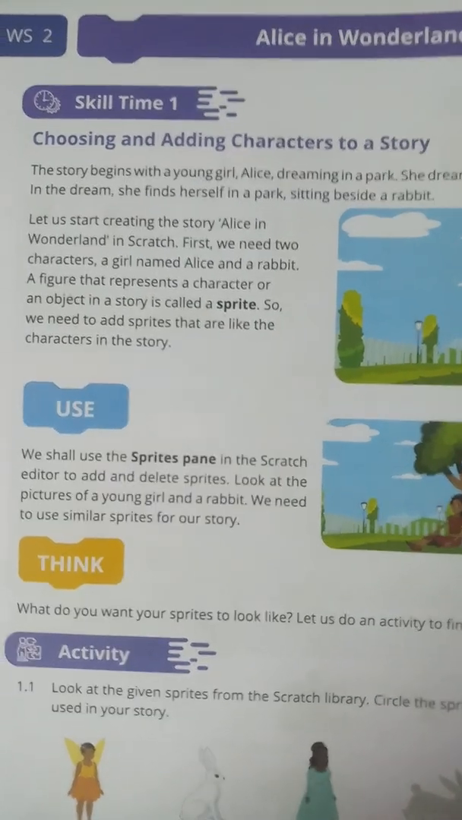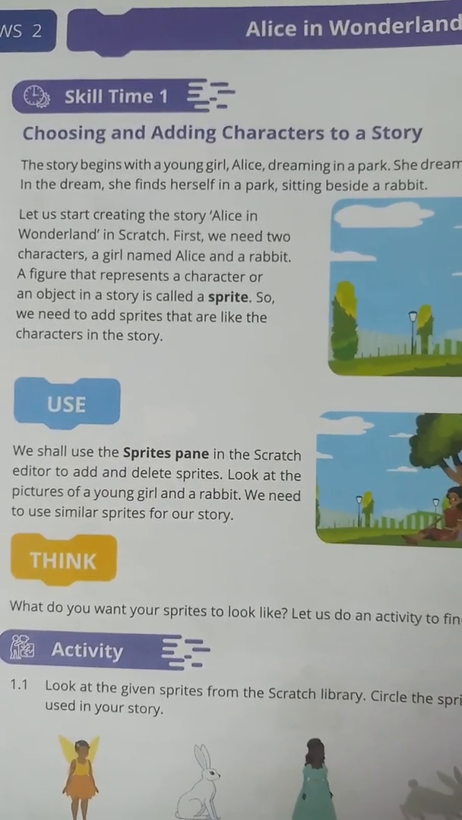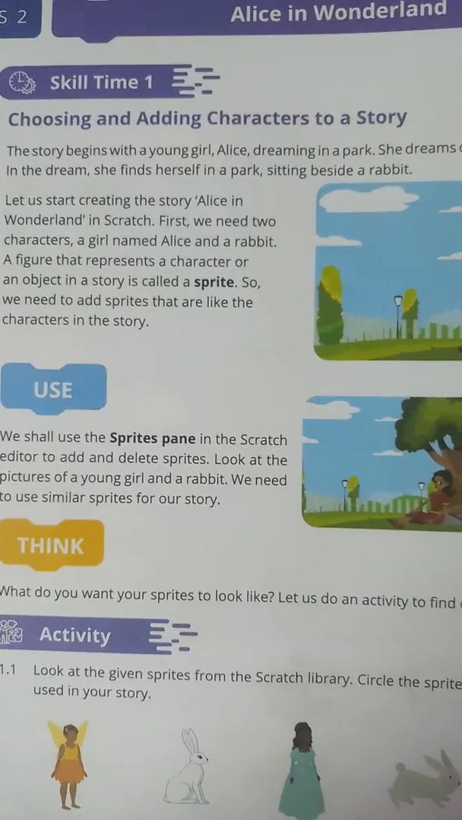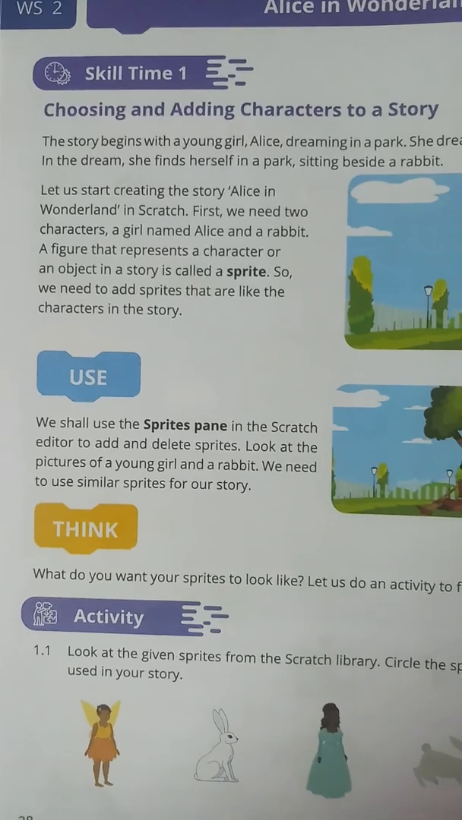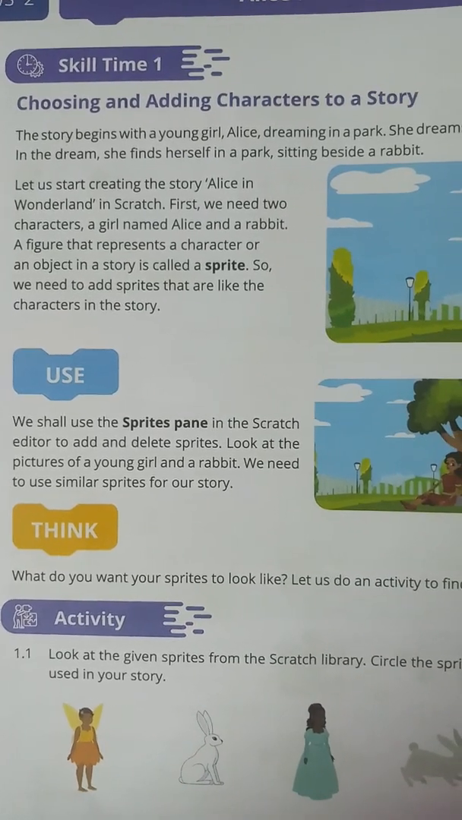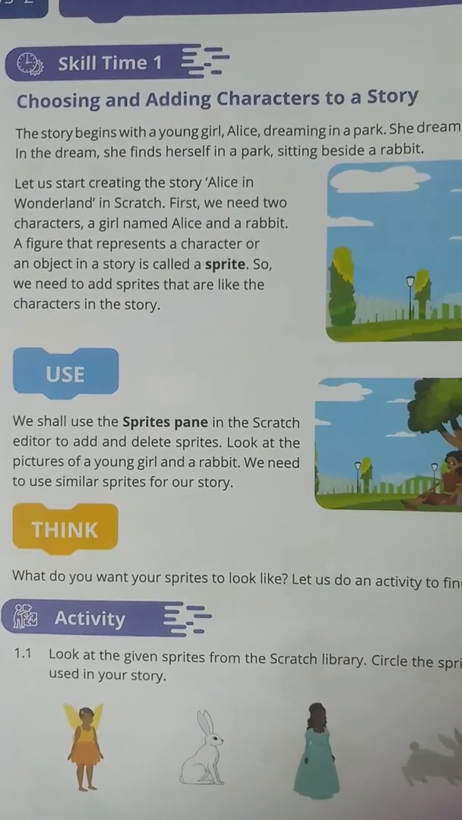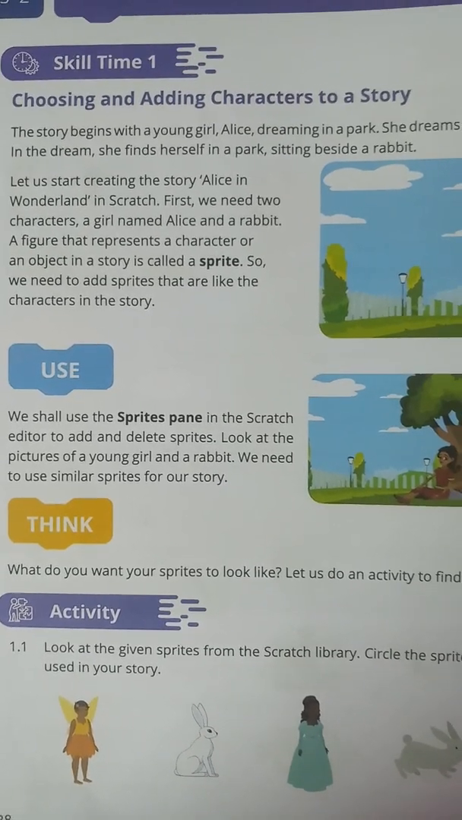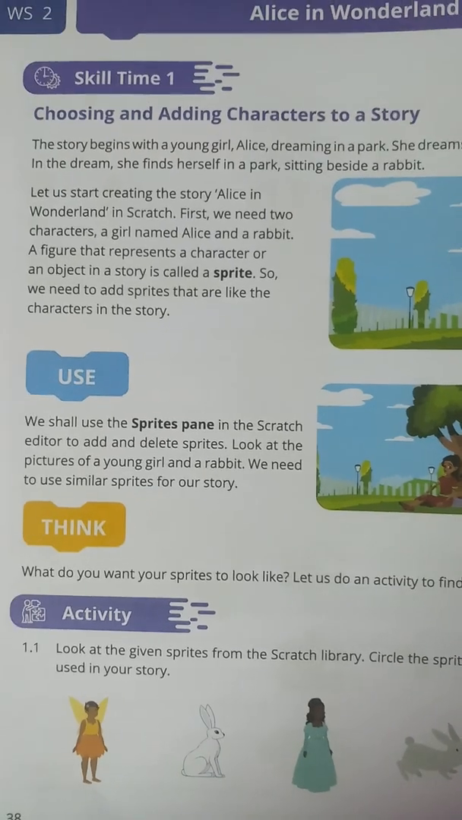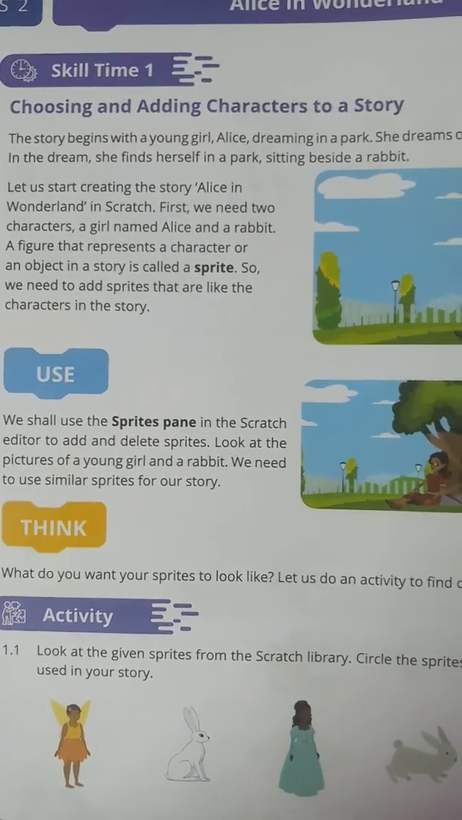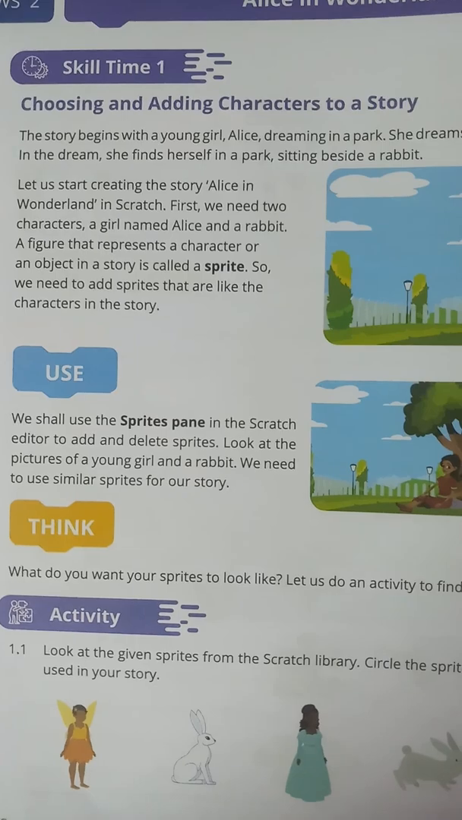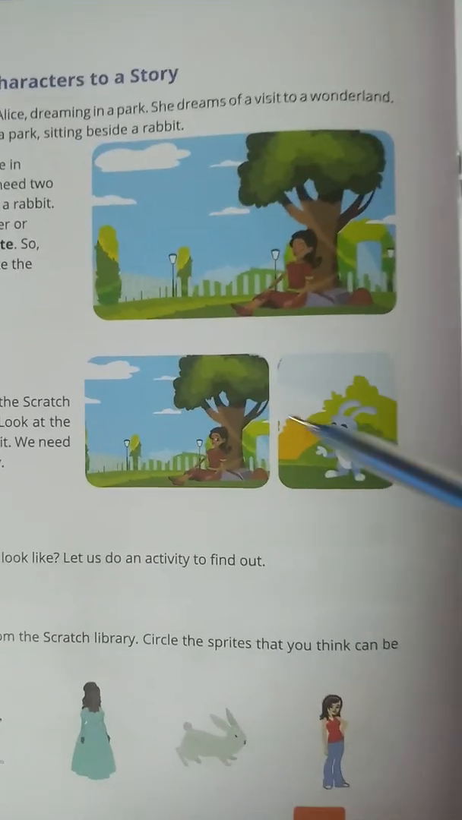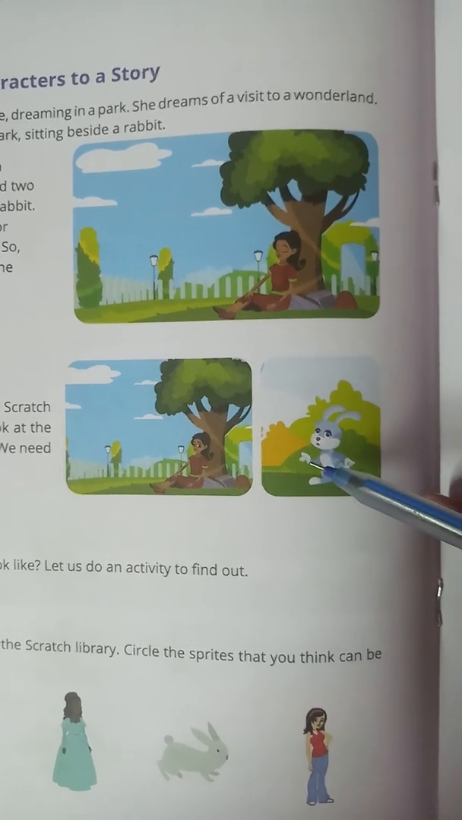So we need to add sprites that are like the characters in the story. So here the first step is you need to add the sprites. We shall use the sprites pane in the Scratch editor to add and delete sprites. Sprites pane is used to add and delete the sprites. Look at the picture of a young girl and a rabbit. We need to use similar sprites for our story. So this is a girl in the wonderland and the rabbit.